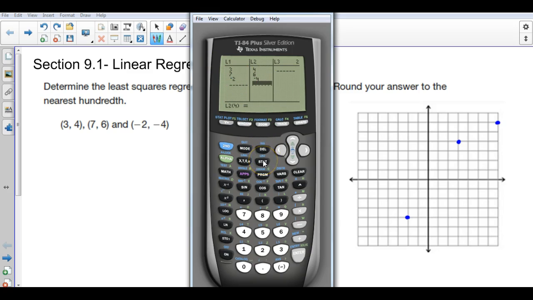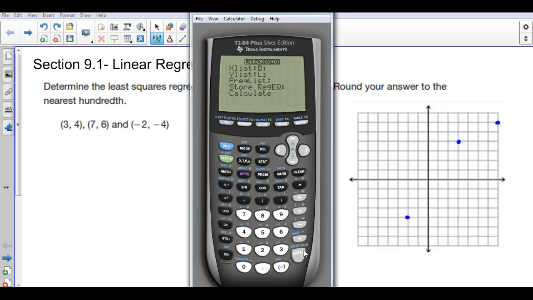So what we want to do then is go to Stat. We're going to go over to Calculate, and what we're going to calculate is this 4th option here, linear regression. And notice that it's in the form of ax plus b. That's that slope-intercept form where it's y equals mx plus b. So instead of using m for slope, they're using the letter a. So I'm going to hit enter for that.